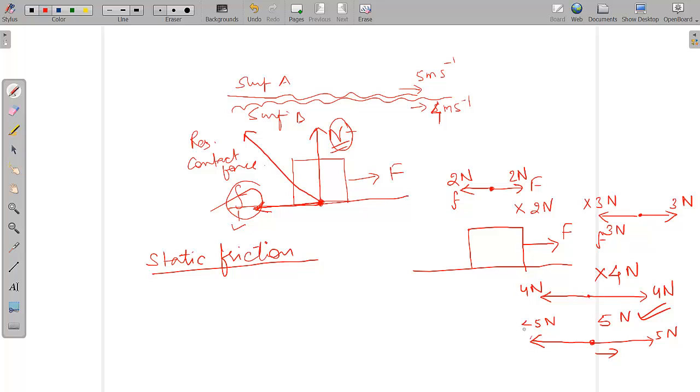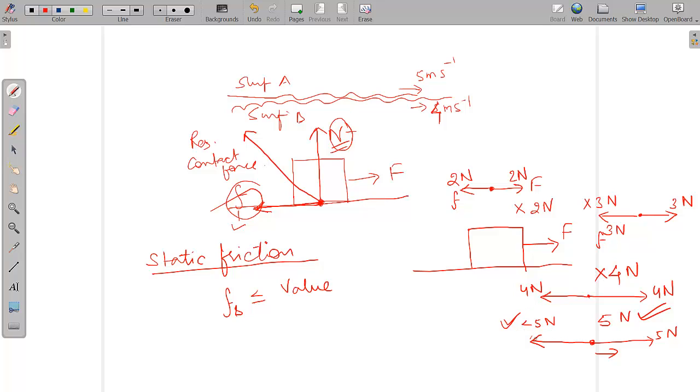Understood? We are talking about the point where it has just started moving. Okay, it's less than 5. So this means the static frictional force is less than or equal to some value. The frictional force was 2 Newtons, sometimes 3 Newtons, then 4 Newtons, and then it became up to 5 Newtons.